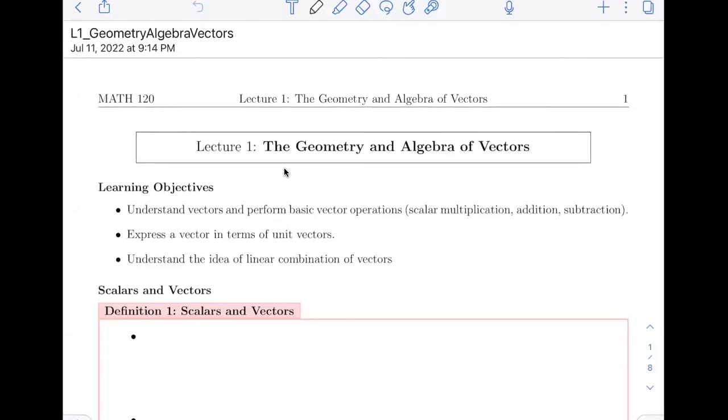In this lecture, we'll talk about geometry and algebra of vectors, which will set the foundations for the later chapters, where we will focus on how to combine vectors to get matrices.